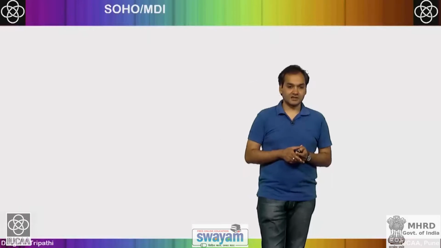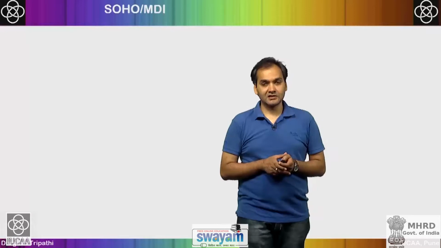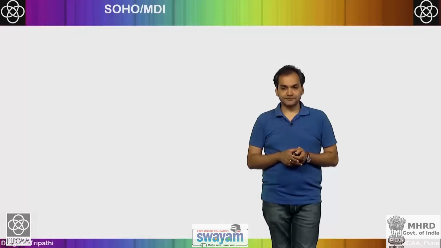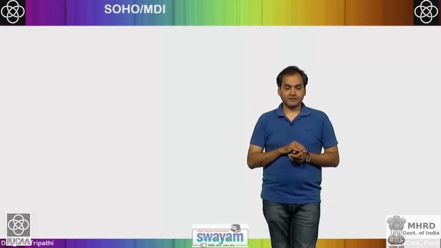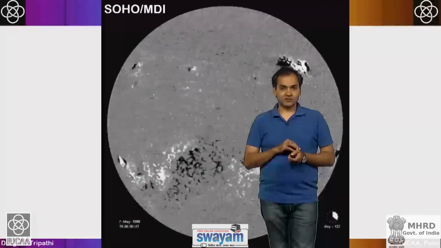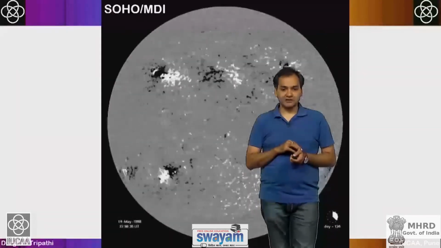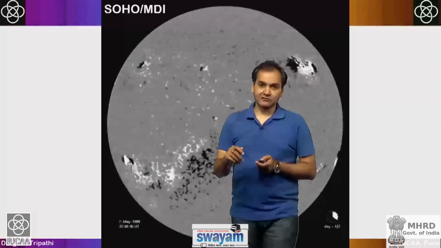But here is an example of a V profile. So, essentially it is the line of sight field measured from the Solar and Heliospheric Observatory instrument on board, the Michelson Doppler Imager. What is done is to take each point on the surface of the sun and measure the line of sight field. The black is put in such a way that the magnetic field is pointing towards the sun, whereas the white color means that the magnetic field is pointing away from the sun, that is, towards us.